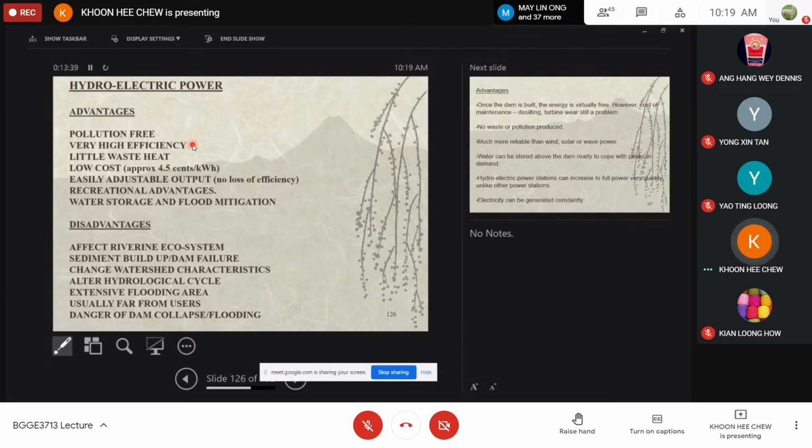It is also very high efficiency as compared to solar energy, with little waste heat, and it is low cost, approximately 4.5 cents per kilowatt. Easily adjustable output, recreational advantages.